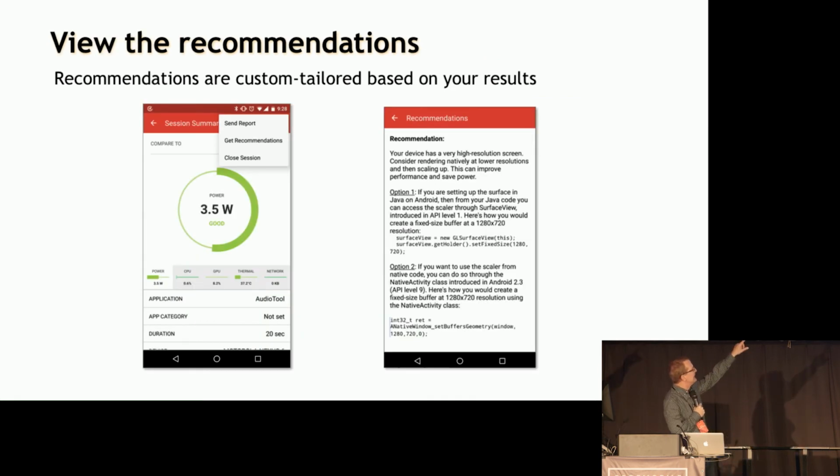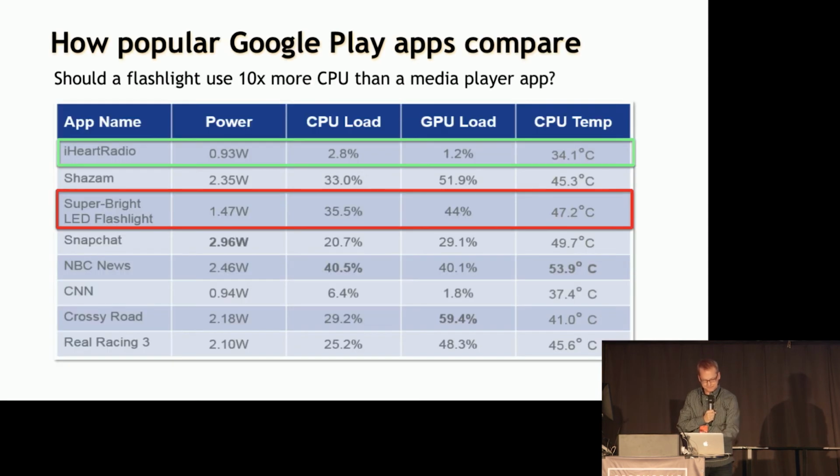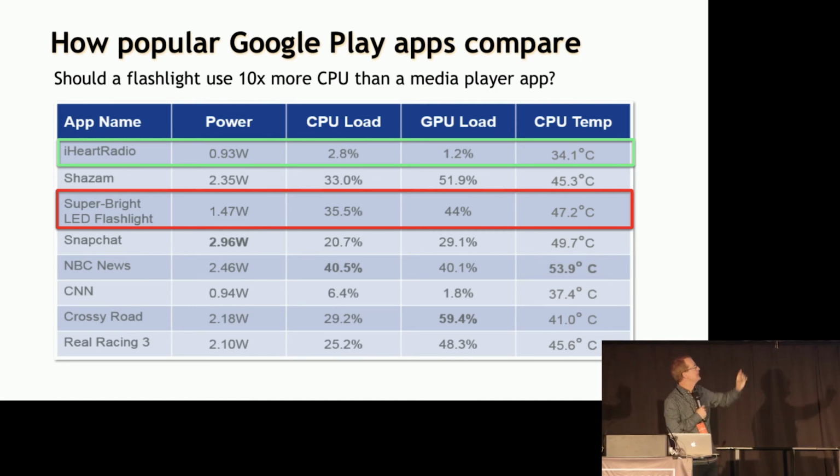There are some recommendations. This is a part of the app that was never really finished. It's a good starting point, but it's kind of a beta feature right now. I did some tests with popular apps. I found this kind of interesting. I was surprised to find that a flashlight uses 10 times more CPU than a media player app.